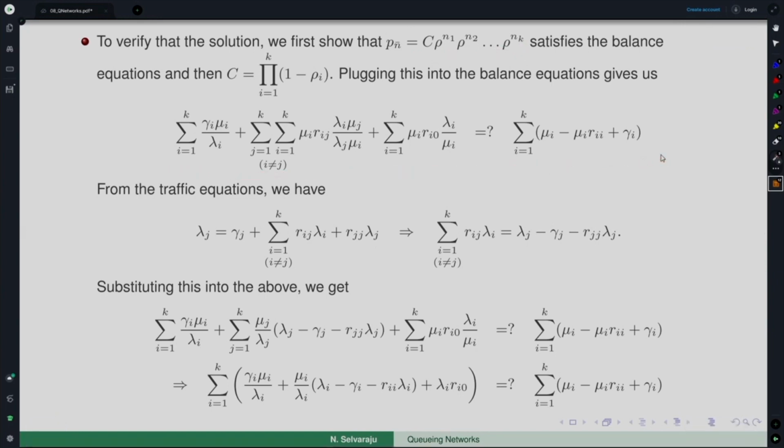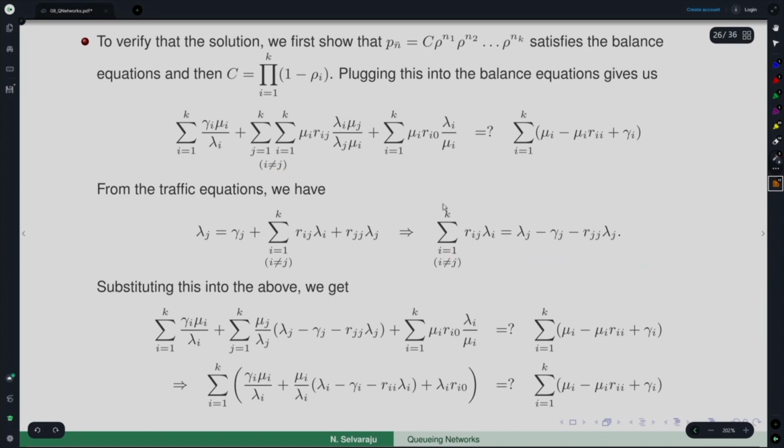But now, the traffic equation is this. What we have done is write down the jth one explicitly, separately. So lambda j minus gamma j minus r_jj lambda j would be equal to this quantity. We want to write that, so that is what is the case here. Now, what one can do is substitute this expression in this set.